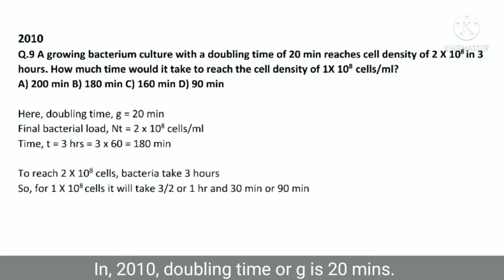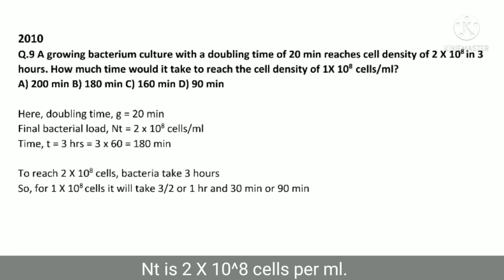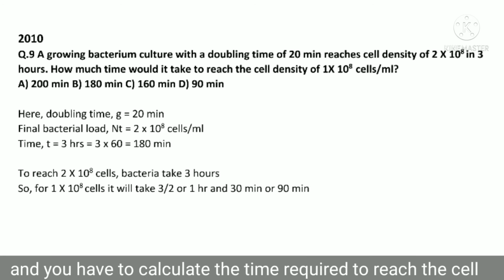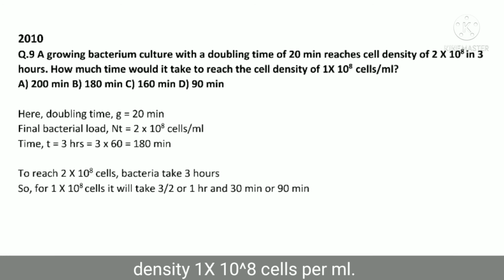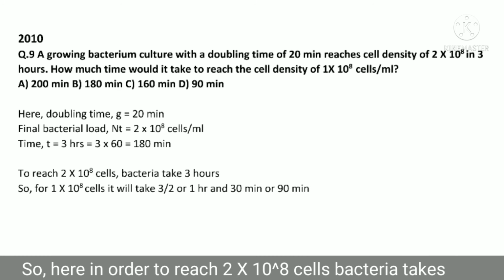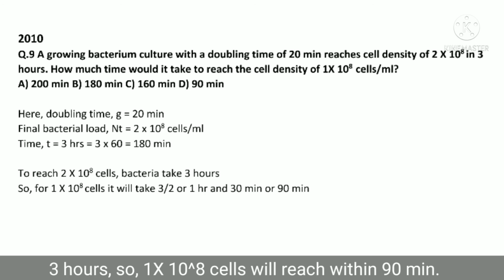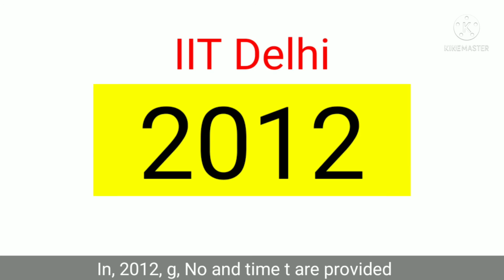In 2010, the doubling time or G is 20 minutes, Nt is 2 into 10 to the power 8 cells per ml, and time t is 3 hours. And you have to calculate the time required to reach the cell density 1 into 10 to the power 8 cells per ml. So here, in order to reach 2 into 10 to the power 8 cells, bacteria take 3 hours. So 1 into 10 to the power 8 cells will be reached within 90 minutes.